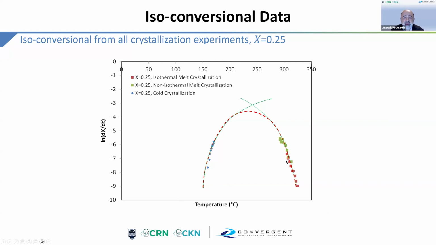On the right, we have the red squares, which are isothermal melt crystallization. We have green squares, which are non-isothermal melt crystallization. These come from basically ramps. And then on the left, we have blue diamonds, which are cold crystallization. Most material, when delivered, is partially crystallized. And as you heat it up and you go above the glass transition temperature, you will actually get cold crystallization as the material becomes more mobile. So our models capture both cold crystallization and hot crystallization, melt crystallization.